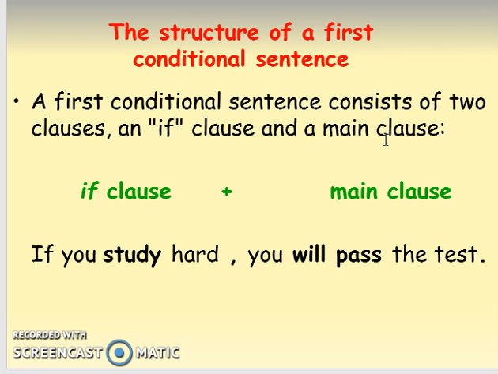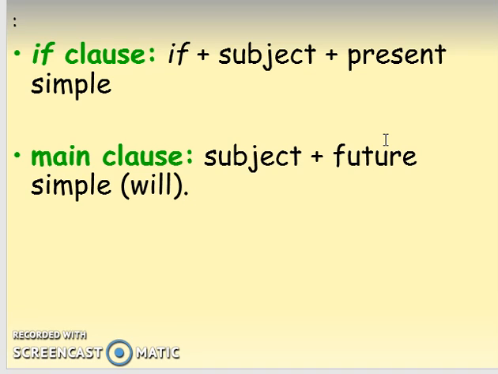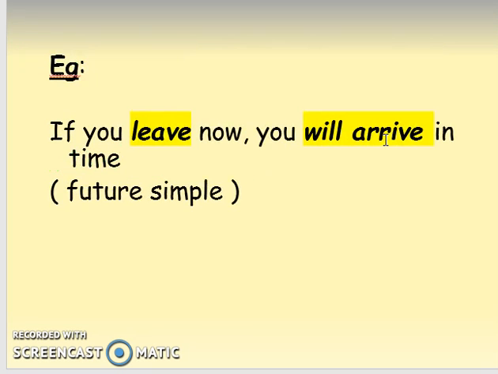The structure of a first conditional sentence is that we use the simple present in the if clause and the future simple in the main clause. So in the if clause, as I said, if plus subject plus present simple. And in the main clause, it's the subject plus the future simple. So let's look at this example. If you leave now, you will arrive in time.